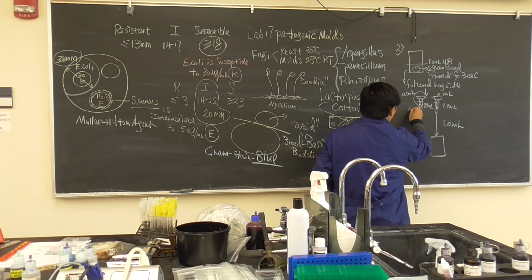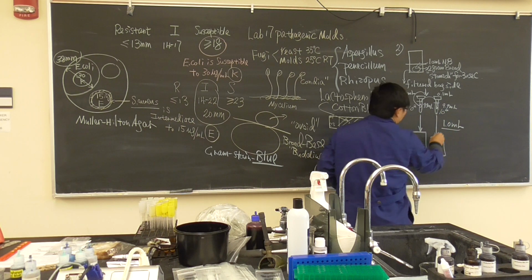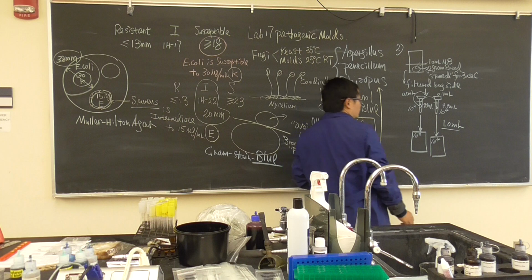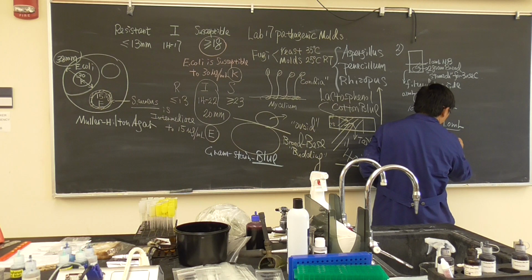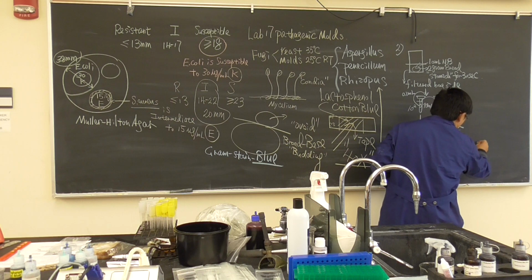This will be 10 to the 2 and 10 to the 4. Since we are adding 1.0 ml, this will be 10 to the 2, this will be 10 to the 4. Okay? And this will be stored at 22 degrees Celsius for 5 days.